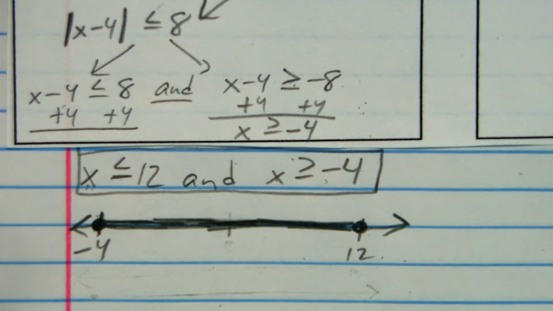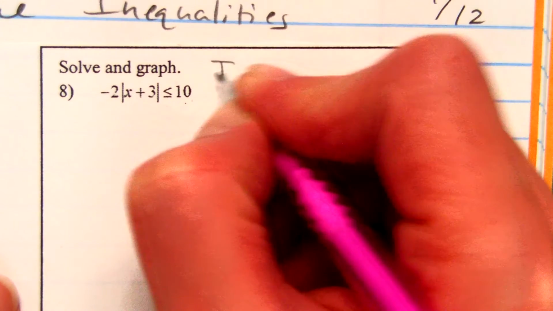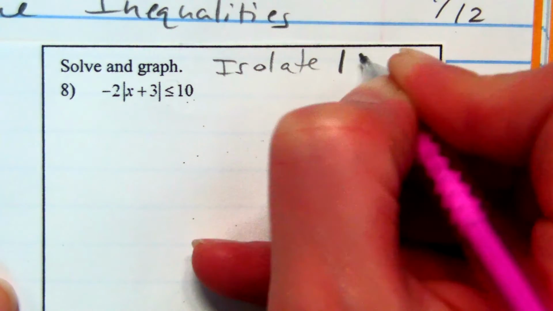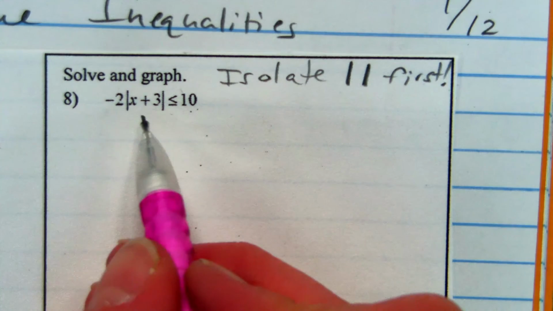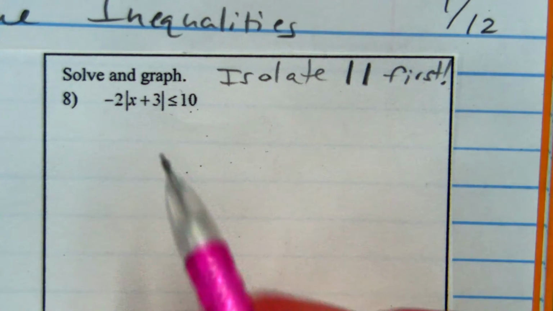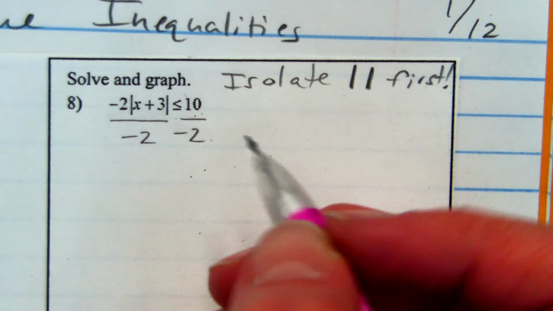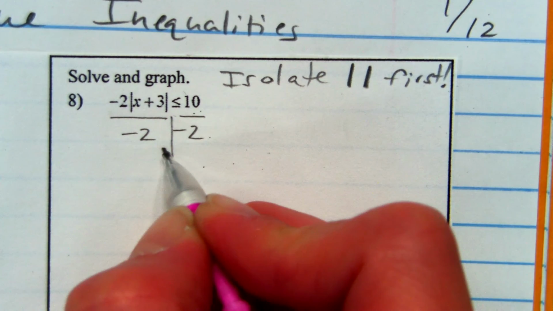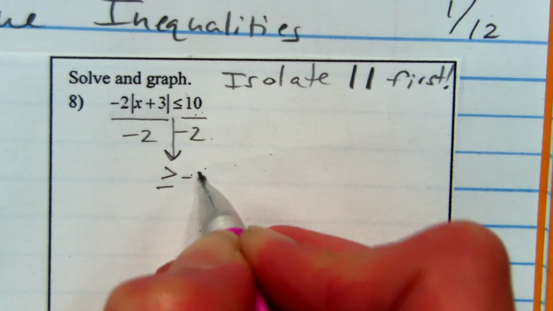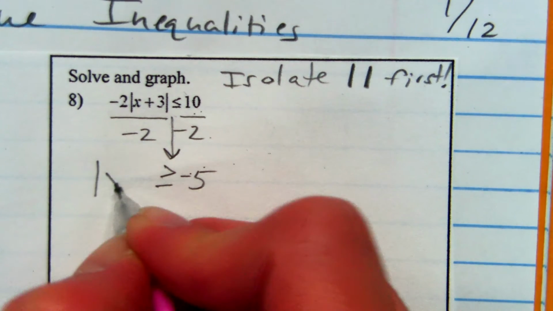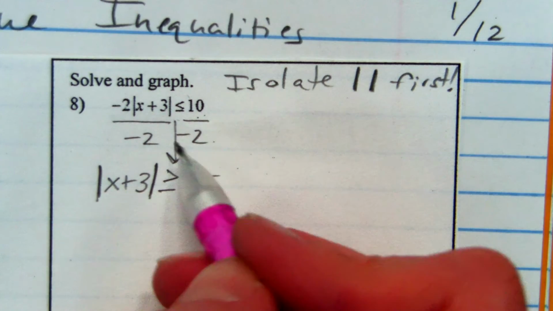All right. So on number 8, first we have to isolate the absolute value. Just going to write that on there again. So how do I get rid of this -2? Divide. Now, with inequalities, when I divide by a negative, something special happens. So this less than becomes a greater than or equal to. So it's important that you haven't figured out whether it's an and or an or until you get this by itself.